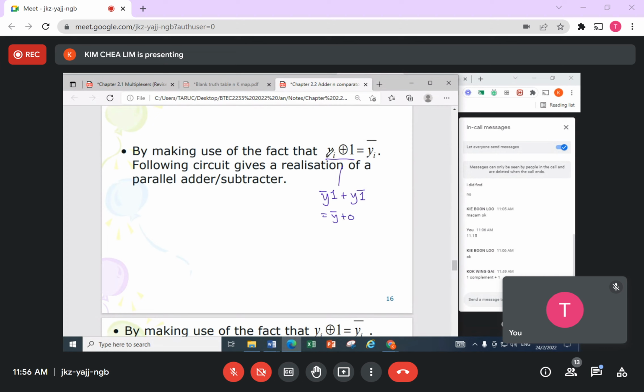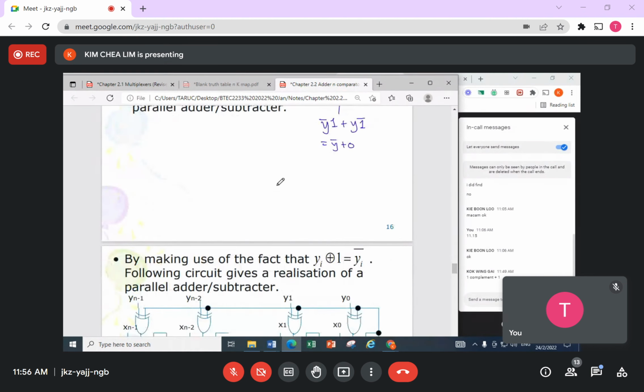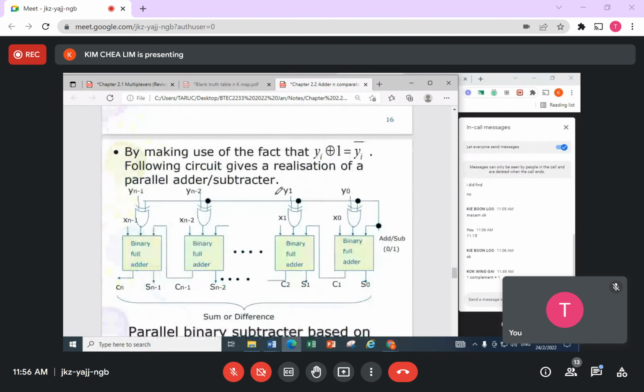So if I make use of an XOR gate, with one of the inputs connected to a 1, then I will be able to get my y bar. Okay, I will be able to get this. How come I duplicate this one? So I should delete this page. So you find that I changed the NOT gate here into an XOR gate.